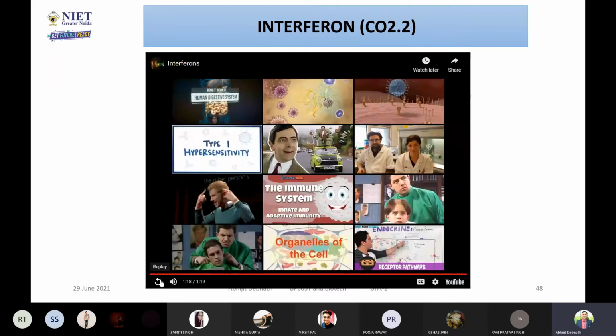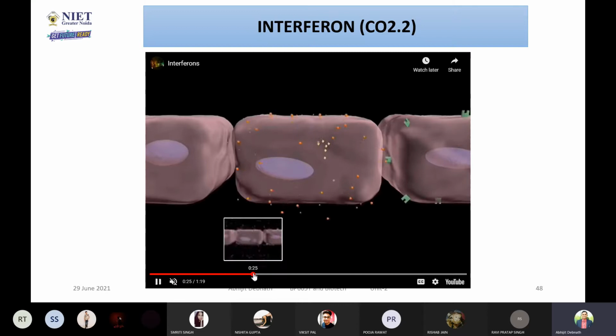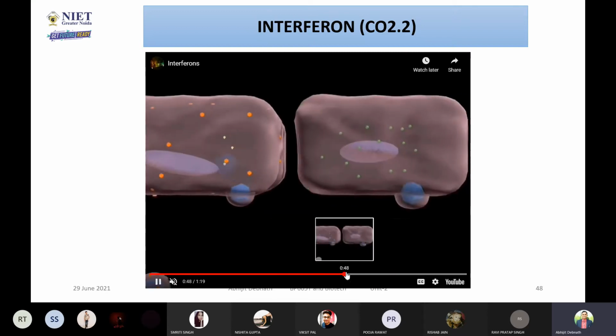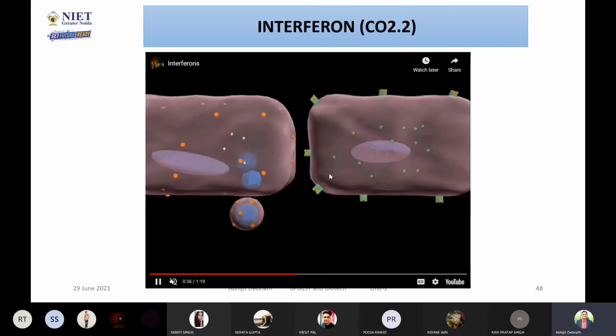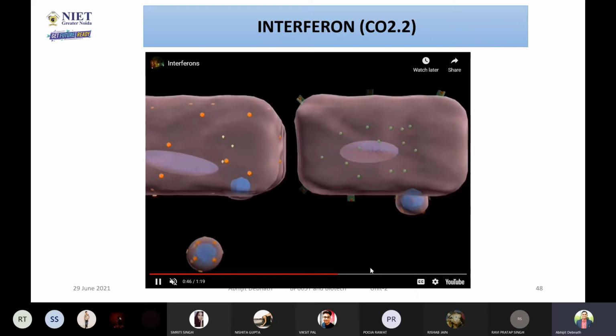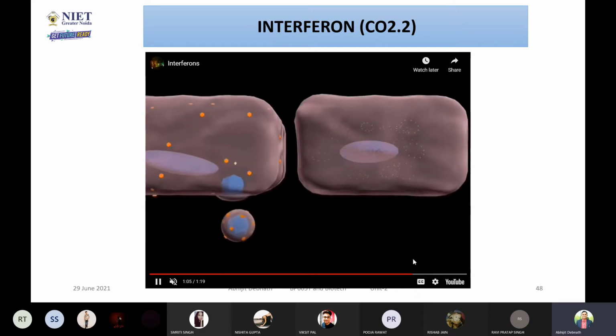So I hope it is very much clear to you all how it is actually working. When the virus enters the target cell, your cytokine will be released. You can see cytokine is actually releasing, meaning interferon is releasing. So this interferon has already informed the other cells. So when the virus attacks other cells, the interferon will be killing those viruses.